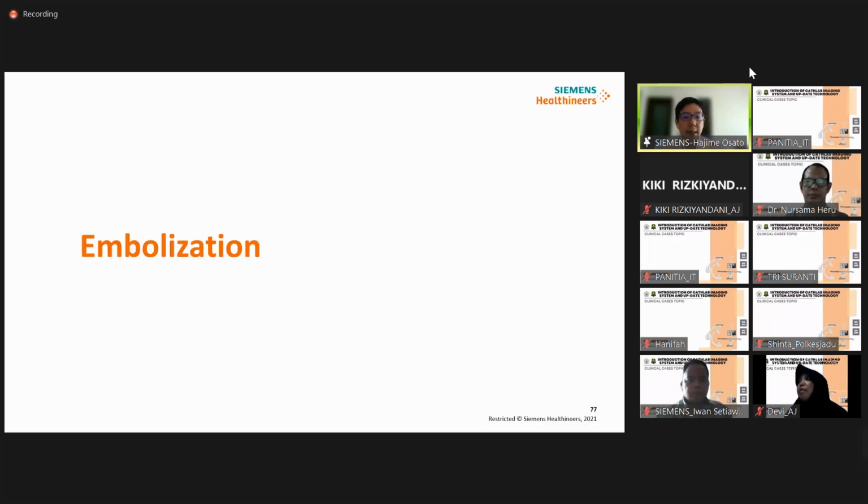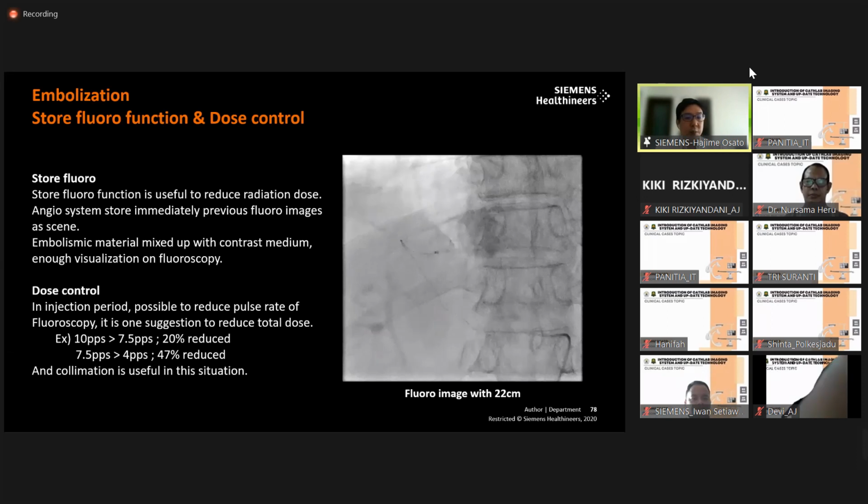If the catheter reaches the feeding artery, embolization starts. In the embolization period, dose controlling is needed. The doctor confirms embolic material movement from the feeding artery to the tumor. Sometimes some doctors use acquisition.